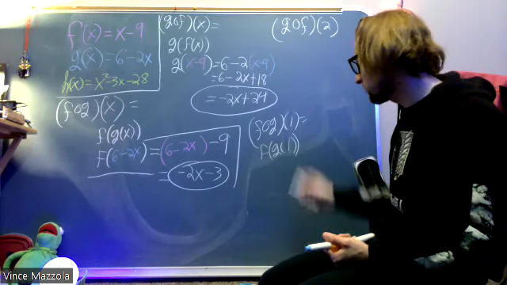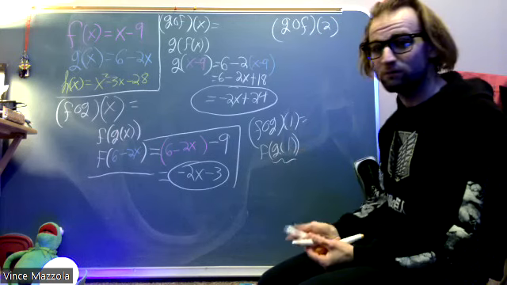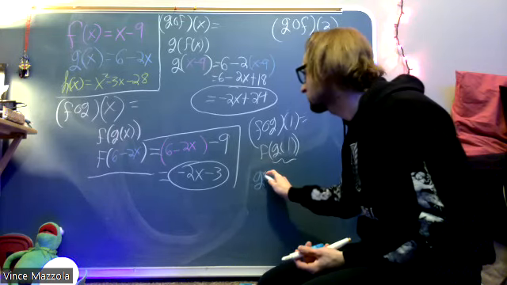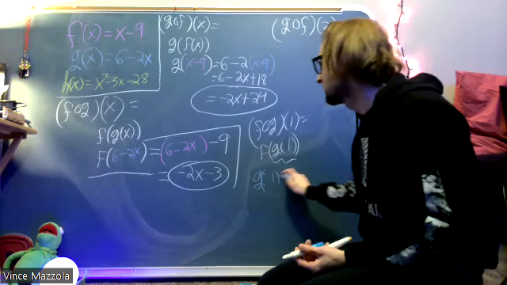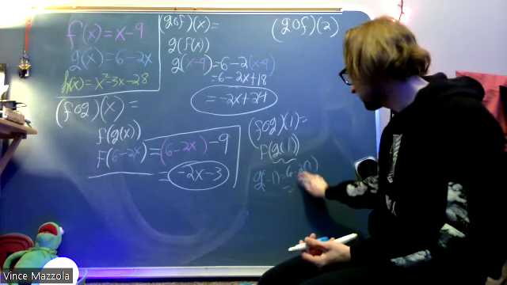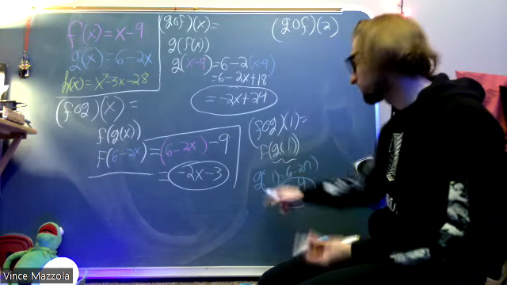So f of g of 1. That means we got to find what g of 1 is first. So let's plug in 1 for g. So g of 1 is 6 minus 2 times 1. So that's going to be 4. So our answer for g of 1 is 4.